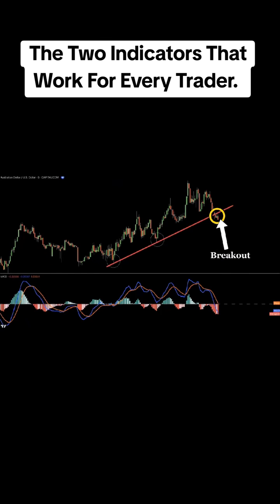Now let's bring in the MACD. Take a close look. The MACD line crosses below the signal line, giving us a bearish crossover. This is key confirmation that momentum has shifted in favor of the sellers. At this stage, we've got two major confluences pointing toward a sell setup: a downside breakout of the trend line and a bearish MACD crossover. But as always, we want to validate this with top-down analysis.